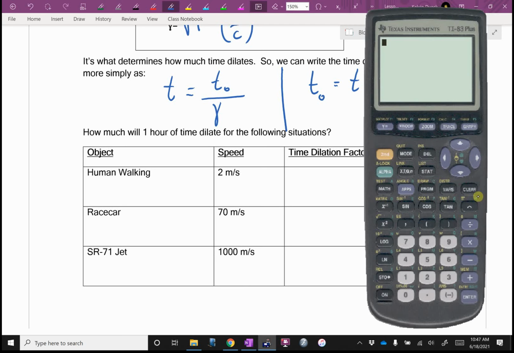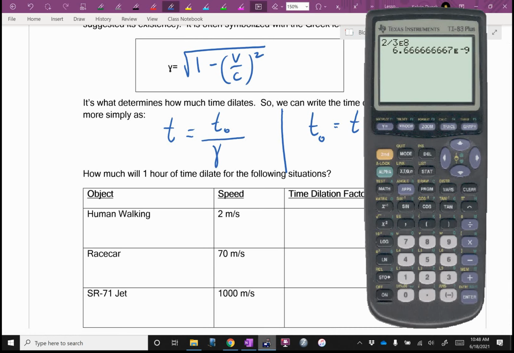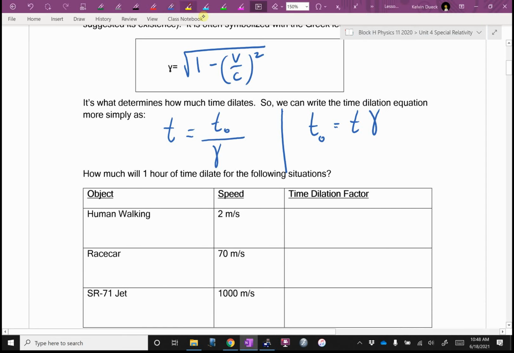what's V in meters per second? 2. Unfortunately, it's not a percentage, so the C's don't cancel. What's C as a number on your green sheet? So on your calculator, go 2 divided by 3, scientific notation button, 8. That's the V over C, and hit equals. You should all have 6.6 blah blah that. Your EXP or your EE or your times 10 to the, right? So that is that thing.